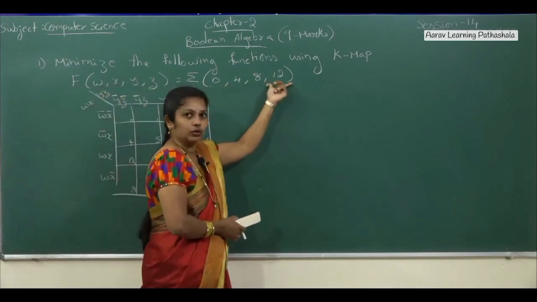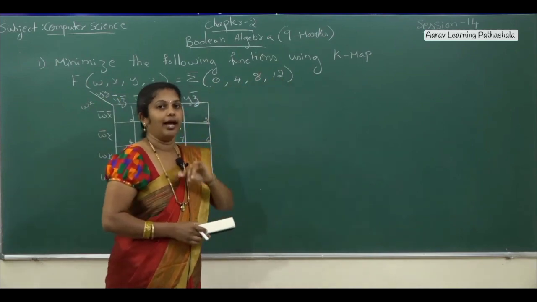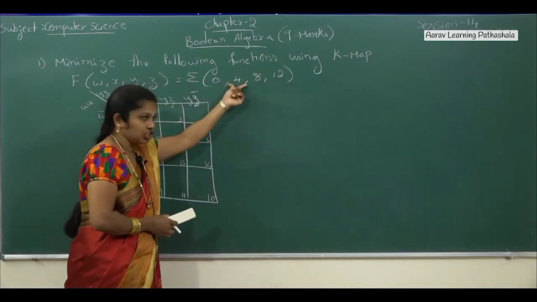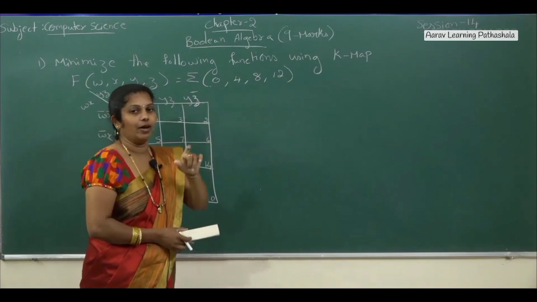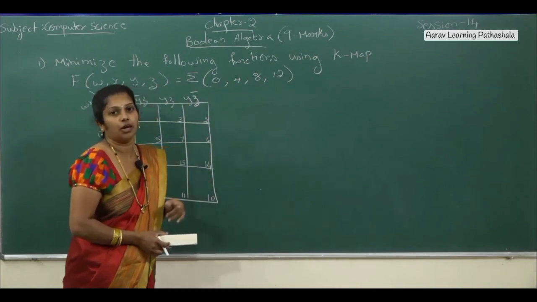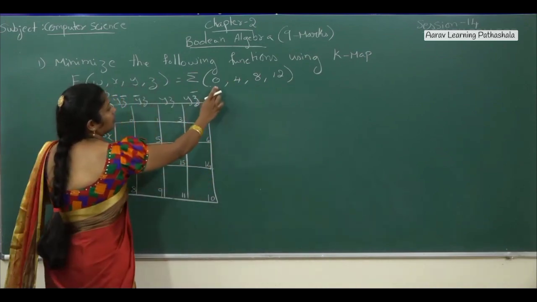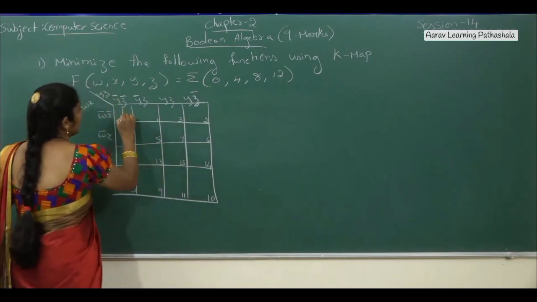Wherever they give the value, there write the value 1. Especially wherever they mention the min term values, there write 1. For the remaining cells you have to write 0. Then in the place of 0 you have to write 1.